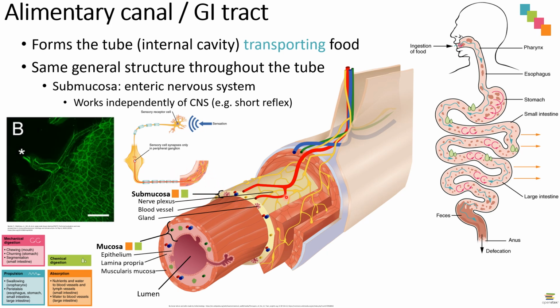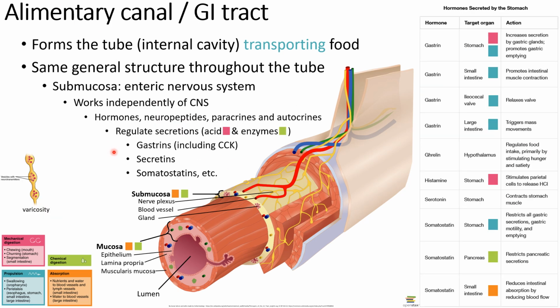And so these responses could be in the mucosal layer, triggering secretions from the glands, which are building up enzymes or other things inside the gland itself, or it could trigger activation of the next layer, the muscle, which actually causes things to move through the gut. The way the enteric nervous system works is that these cells release lots of hormones, neuropeptides, paracrines, and autocrines, which all interact with the nerve plexus and the local environment.